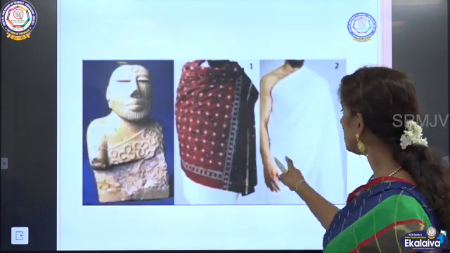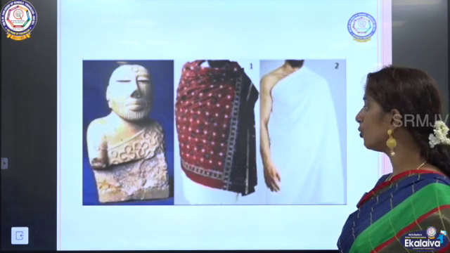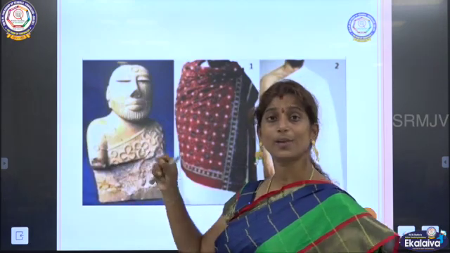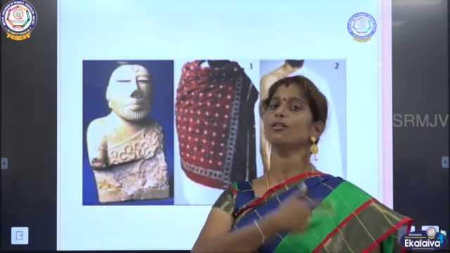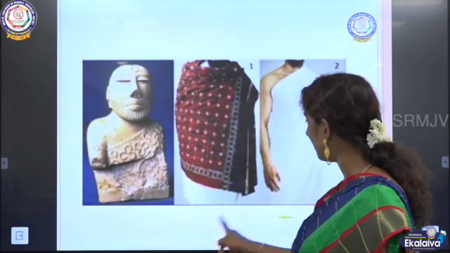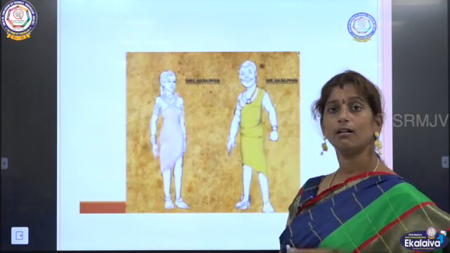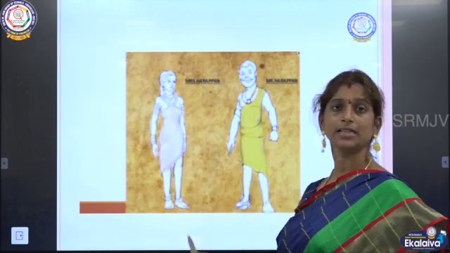So, here you can see a dhoti-like thing being flung over the shoulder. From this statue we can clearly understand that the cloths were designed, right, and it was flung in this way. Here, another picture you can see, yes. The men wearing a dhoti-like thing, right, and then women wearing a skirt.